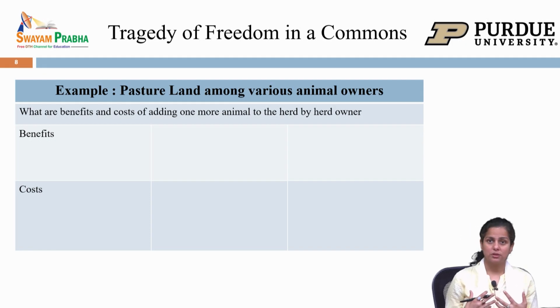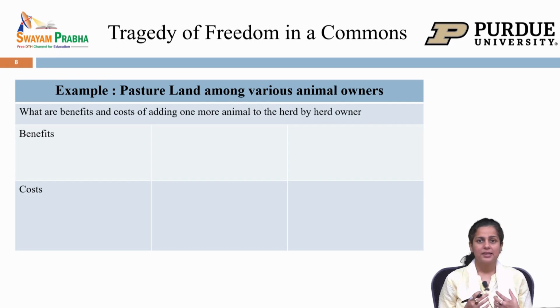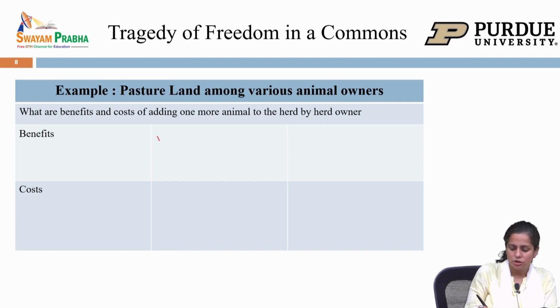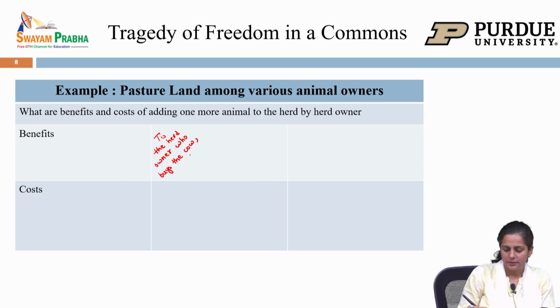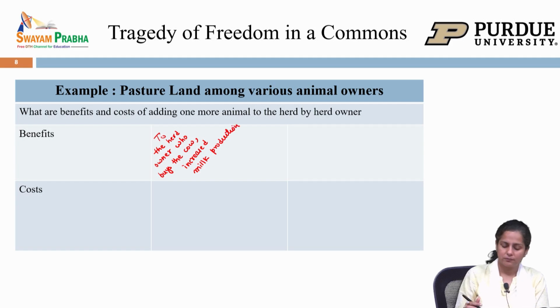Let's say I have one herd owner who now has the capacity to buy one more animal. So they add one more animal to the herd. What are the benefits and the costs? The benefit is that because of the addition of that one more cattle in their herd, they will have increased production of milk. Then they can sell more and get a price. So the benefit is to the herd owner who buys the cattle, let's say the cow, and it is basically increased milk production and increased profits.